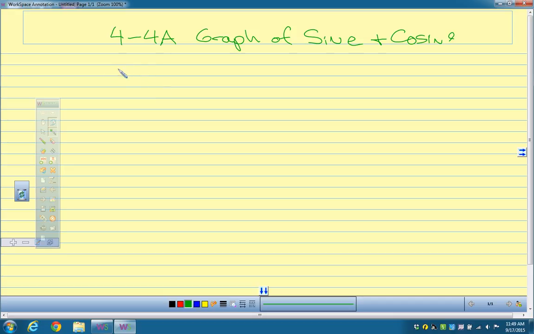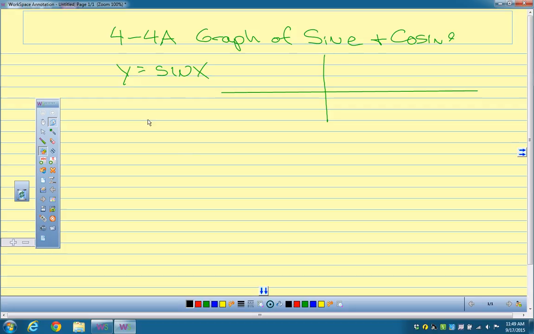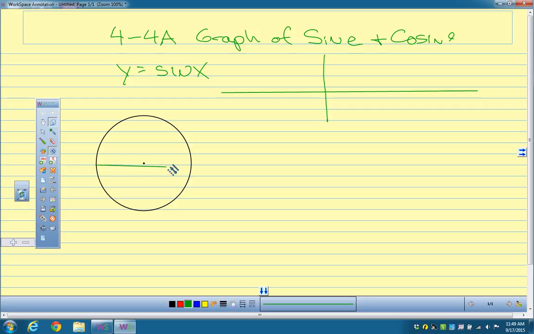So graphs of sine and cosine. You already know, you should know, that y equals sine of x. It's a graph that you did a little exploration on. Let me see if I could draw a straighter line than that. Going like this. And if I look at a unit circle at the same time, we'll put a little unit circle somewhere here.